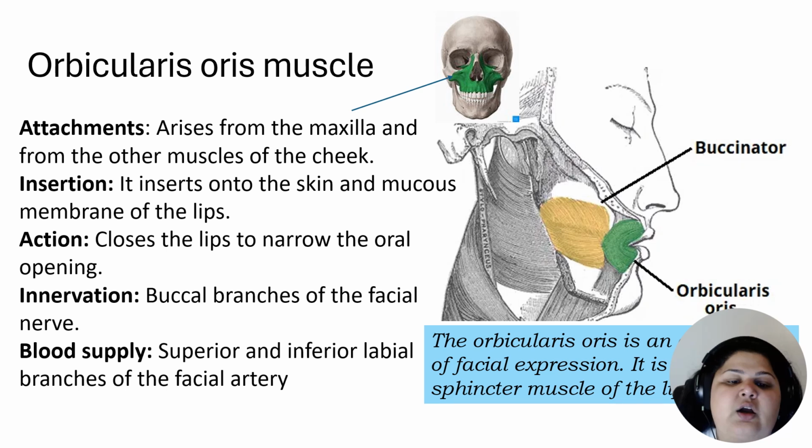Orbicularis oris muscle arises from the maxilla and from the other muscles of the cheek. Insertion, it inserts onto the skin and mucous membrane of the lips, right? As you can see, this is the orbicularis oris, this vertical muscle, okay? Buccal branches of facial nerve are innervating it, right? We saw that there was another vertical muscle around this area that was also innervated by buccal branch of facial nerve. Action, it closes the lips to narrow the oral opening, like that. Superior and inferior labial branches of facial artery provide the blood supply. Superior, inferior, because that's right here, right? Like that.